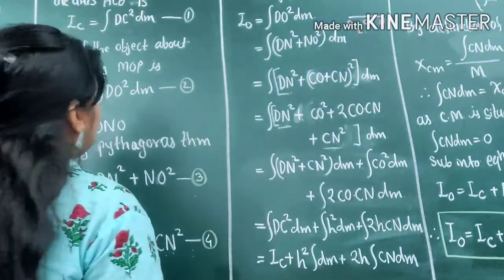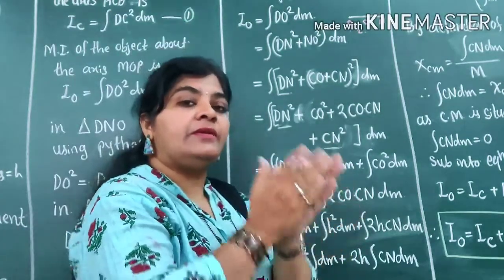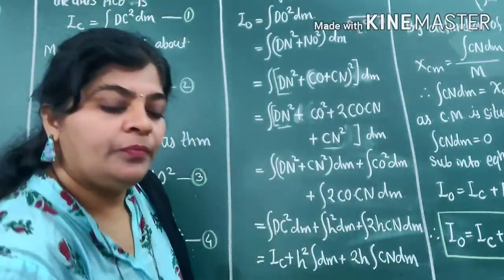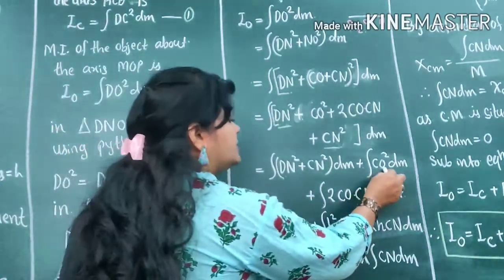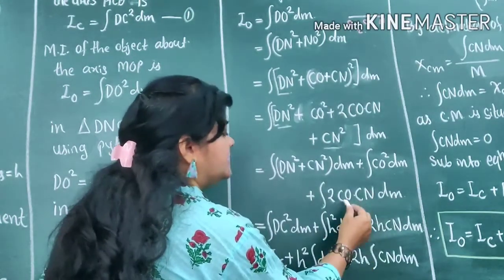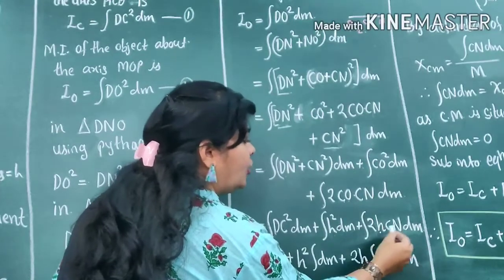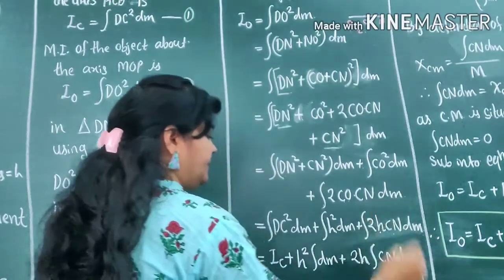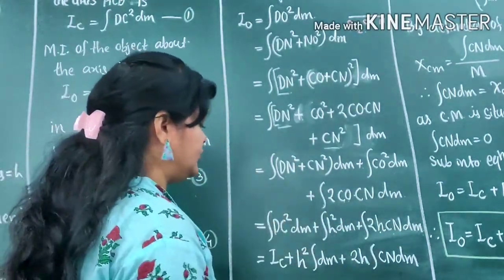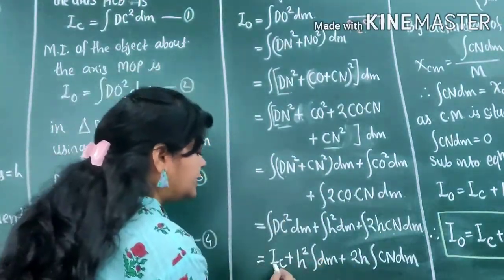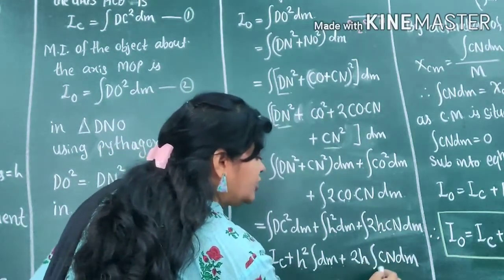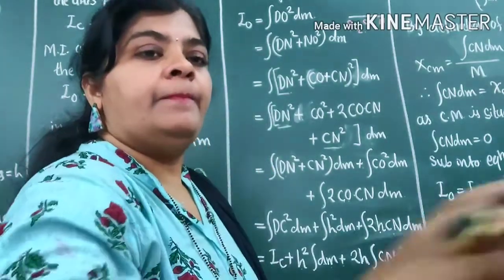What is CO? CO is nothing but the distance between the two parallel axes, and it is taken as the h value. So CO is nothing but h, and this term becomes h square into dm. CO again we write as the h value, CN dm as it is. Now this h is a constant value, taken outside of the integration, and the next equation is I_C plus h square integration of dm plus 2h integration of CN into dm.